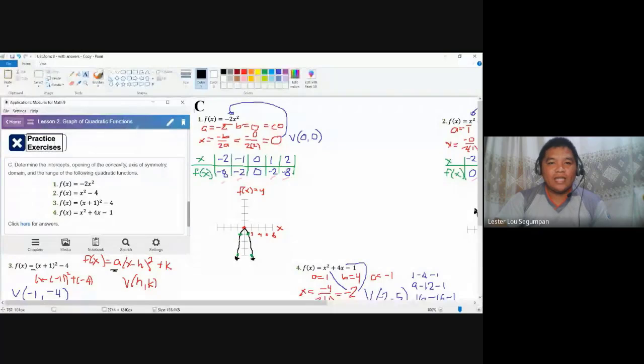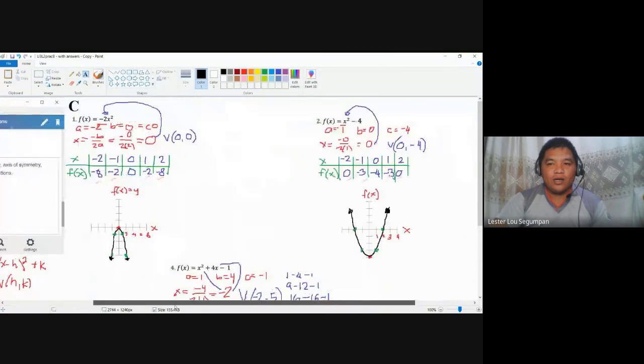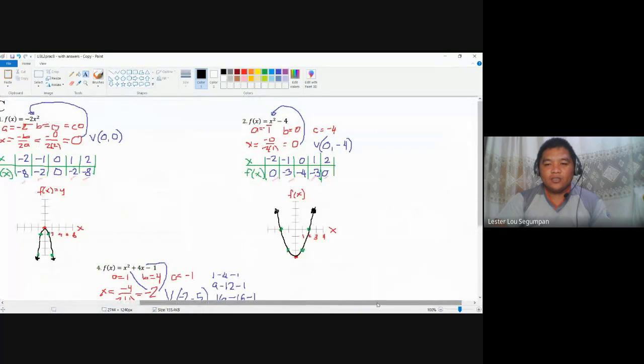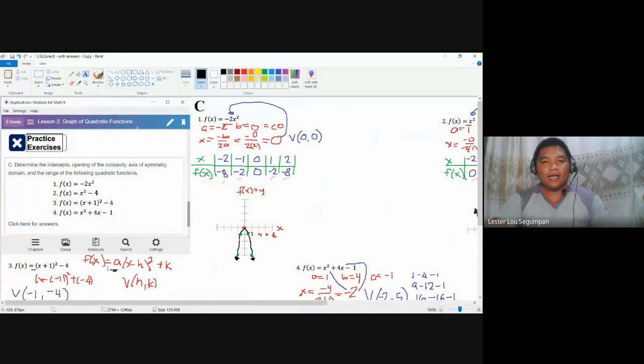In the previous video, this was letter B, and we were able to graph items 1, 2, 3, and 4. So I just added a few spaces so we could come up with our task for this practice exercise, which are actually the intercepts, opening of the concavity, axis of symmetry, domain, and the range. Okay, so let's have it as, let's say, A, B, C, and D, and an E for the important analysis or parts of the quadratic functions here. Okay, so let's start with number one, intercepts.